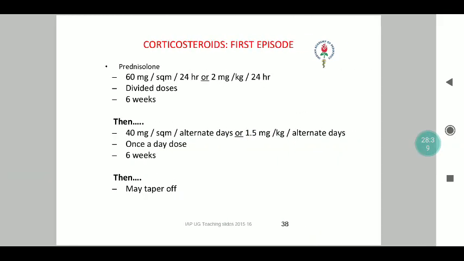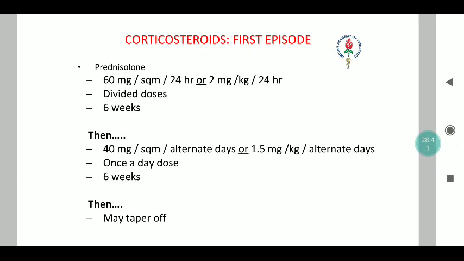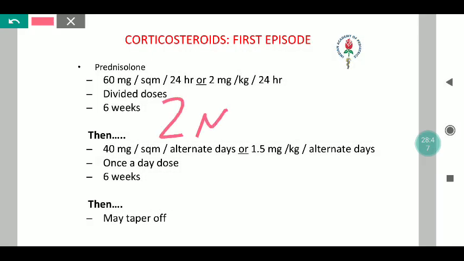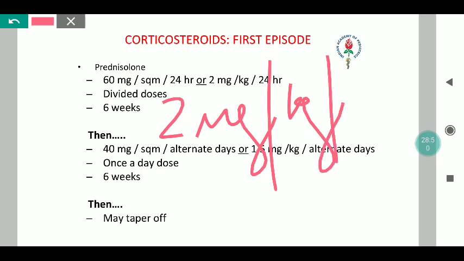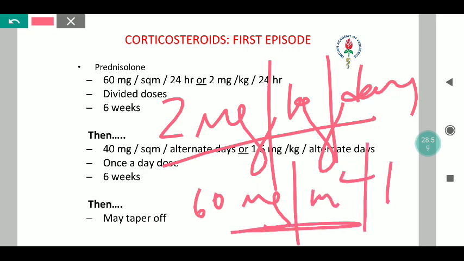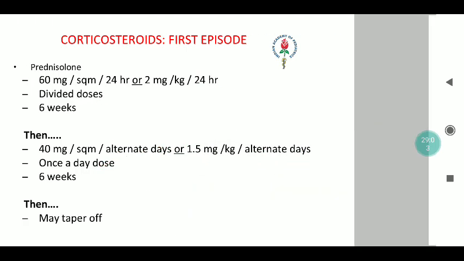If you remember that much, it is more than enough. The dosage of prednisolone, I have already told, is 2 mg per kg per day initially. If you want to remember it as per body surface area, it is 60 mg per meter square per day. Remember this much, it is more than enough.